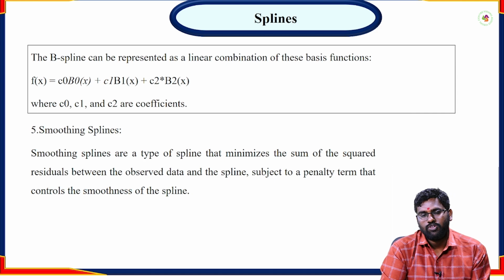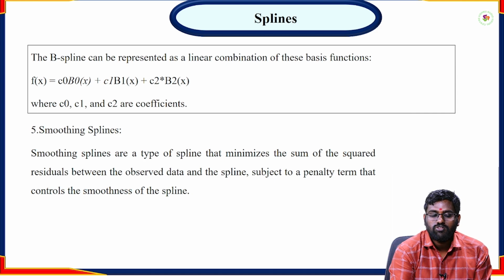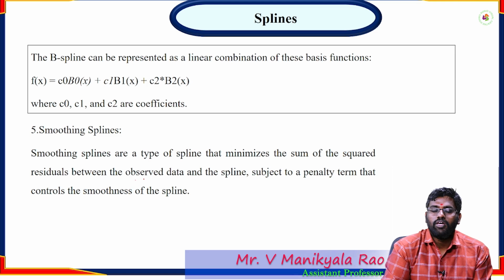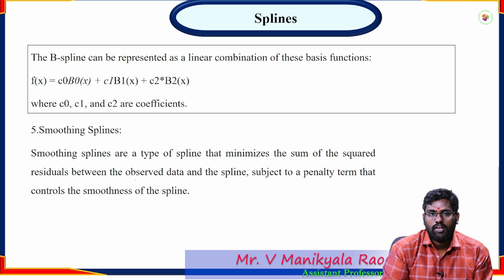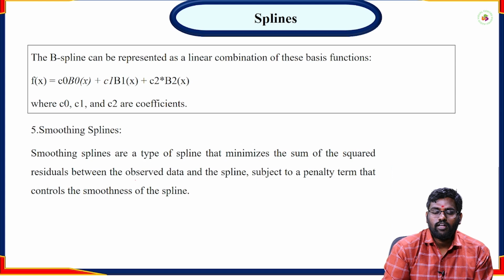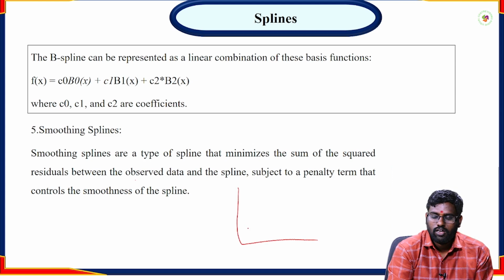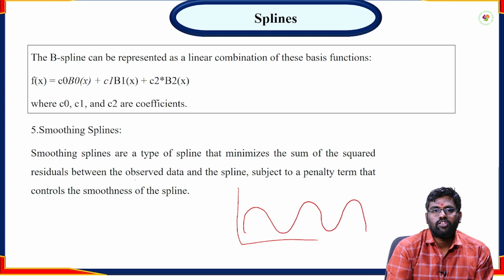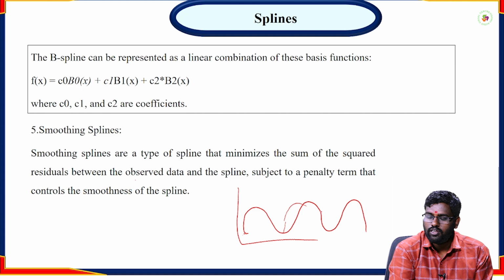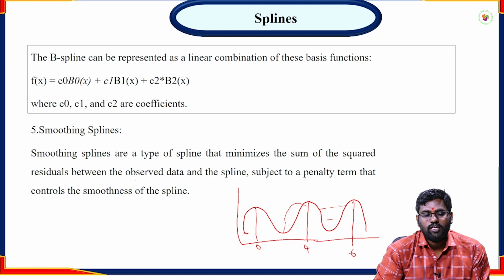Next, smoothing spline. So smoothing spline is used to minimize the sum of square residuals between the observed data and the spline. Observed data means previous historical data we have observed, and the smoothing spline will be represented like this. This is called a smoothing spline. So smoothly in a curved shape, it starts from here and continuously increases, and like this the values will be 2, 0, 4, 6 like this. That is called a smoothing spline.